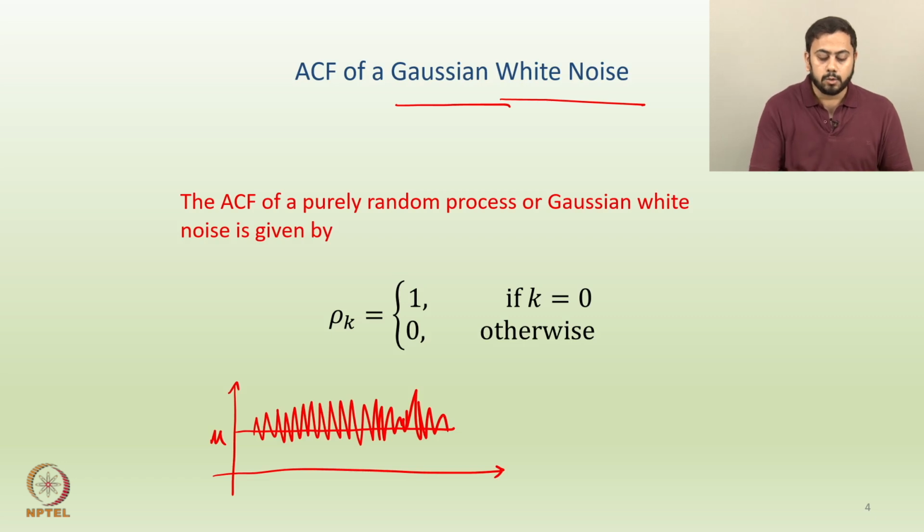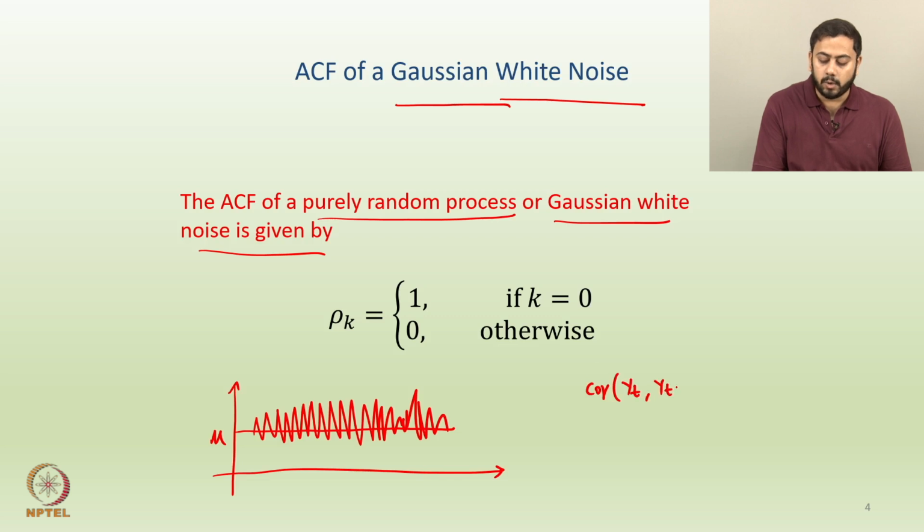So this function rho k gives you nothing but the autocorrelation function of this purely random process or a Gaussian white noise process. So if you look carefully here, rho k is structured as follows. rho k is exactly equal to 1 if k is 0, right. Now, one point to note here: if k is 0, what do you mean by that? You get something like correlation between yt and yt, right? And all of you know that correlation of any random variable with itself has to be 1 always, okay?